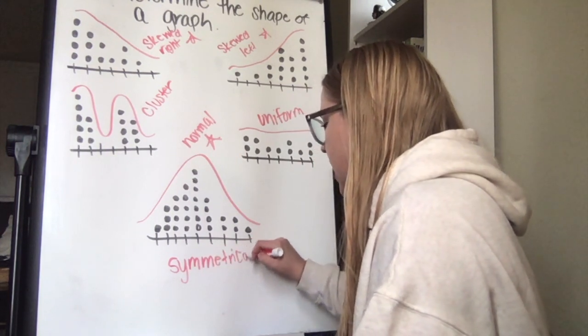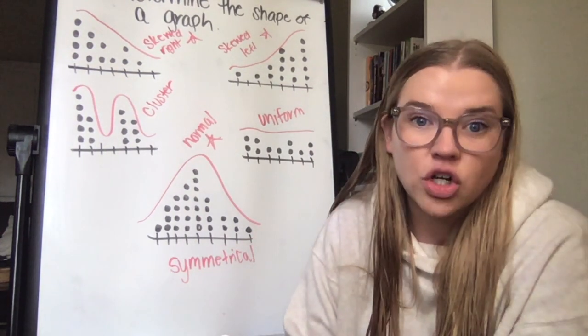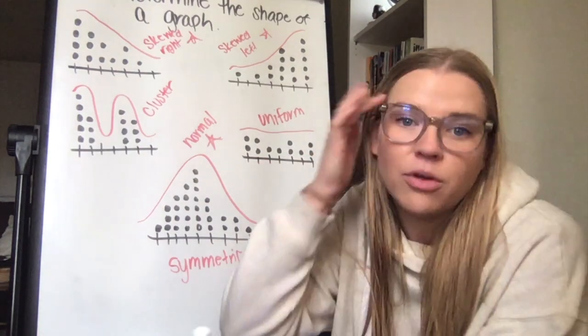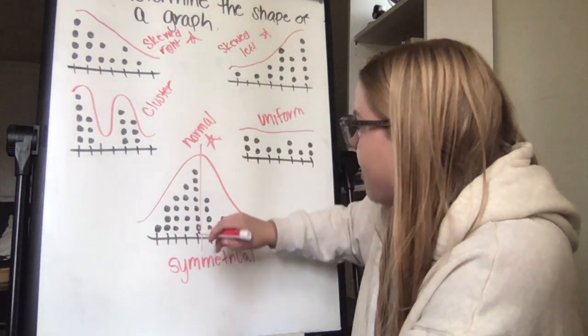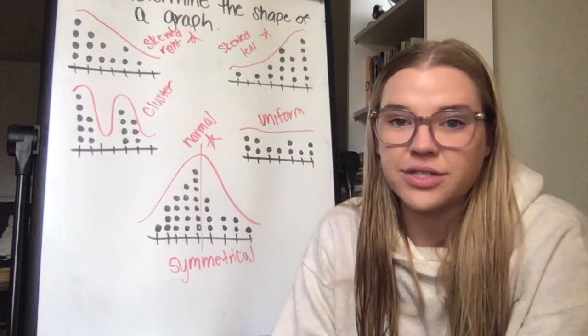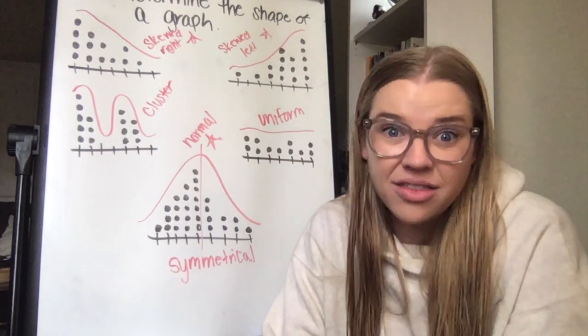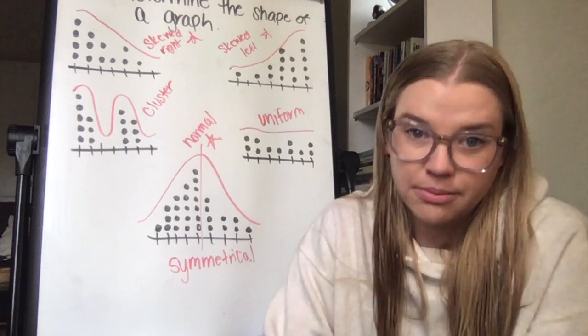We've learned this term in class, but remember, something that is symmetrical is really the same on both sides. If I were to cut this in half, it should be pretty similar on both sides. Obviously, it doesn't have to be exactly the same, but it should be similar.